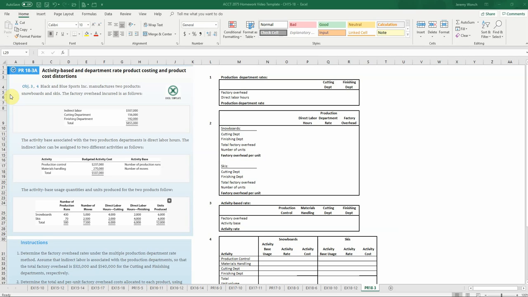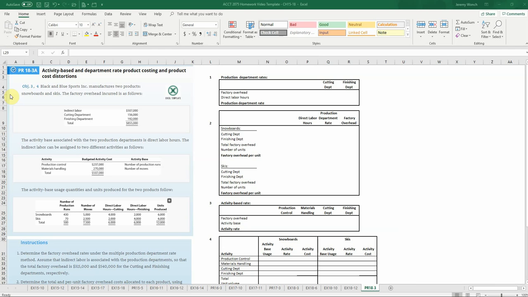All right, on to problem 18-3A. This is our big problem for the chapter, but it's not that much different from the prior problem that we did, 18-12. Essentially, we're going to do the exact same thing, except first we're going to calculate it on a departmental basis, and then compare it to an activity-based rate, just to see if that changes how costs are allocated to the product. So really nothing new here.